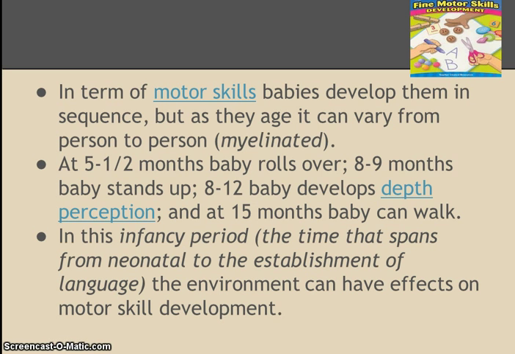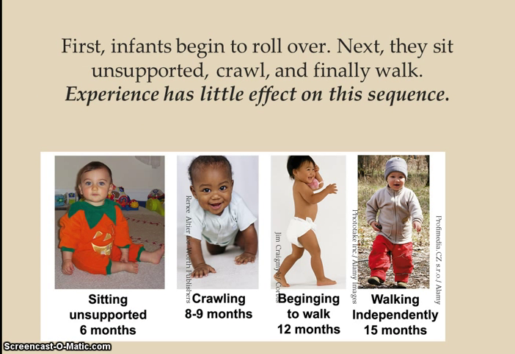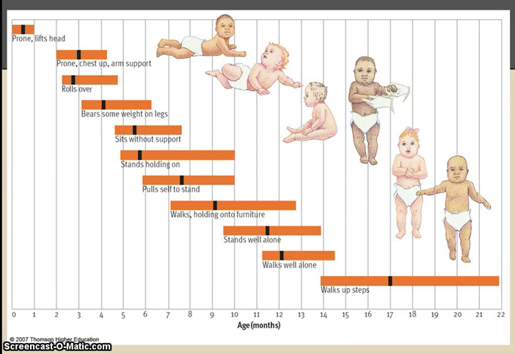You also have motor skills, which vary from person to person and depend on myelination. And I will say, when you go to the pediatrician, they'll ask, can your baby do this, based on what month they are: how many words can they say, can they roll over, can they catch a ball, those kinds of things. You can see here that first infants are going to begin to roll over, next they sit unsupported, crawl, and then finally walk. And experience has little effect on this. You can try to get your baby to do these things, but until they're actually physically and mentally ready, they're not going to be able to do them. And again, you can see here some of what babies are supposed to be able to do when.